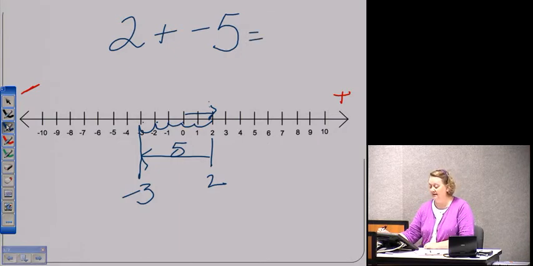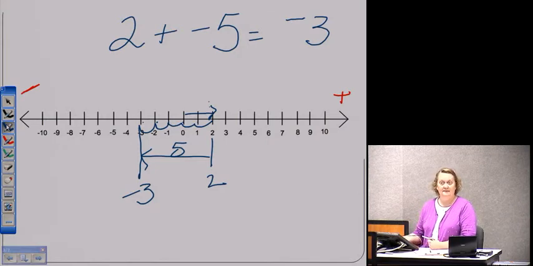How do we do that? The signs are different. 2 from 5 gives me 3. In this case, we want to keep the sign of the larger number. The 5 is stronger than the 2. It's more negative than the 2 is positive, so we want to keep the sign of the 5, so my answer is going to be negative.